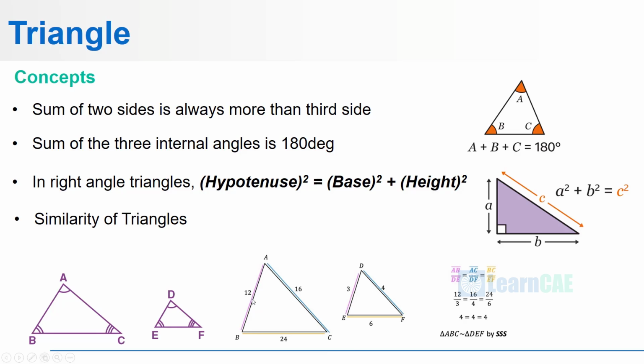The ratios of the sides, corresponding sides will be constant. That is, AB by DE is equal to AC by DF, which is equal to BC by EF. So the ratios will be same. So this is the fundamentals of similarity of triangles.